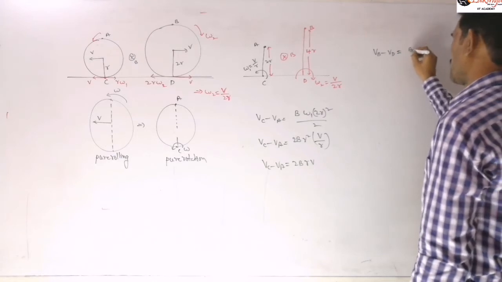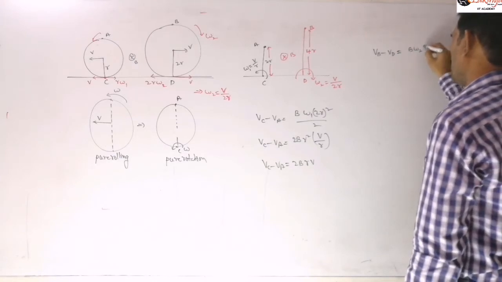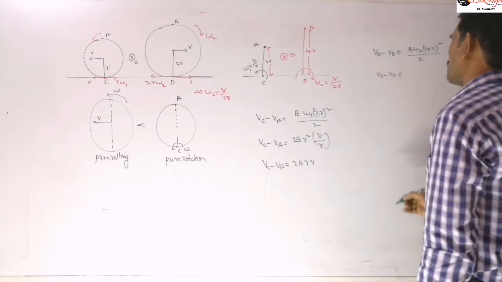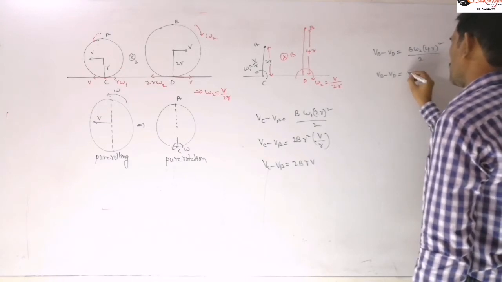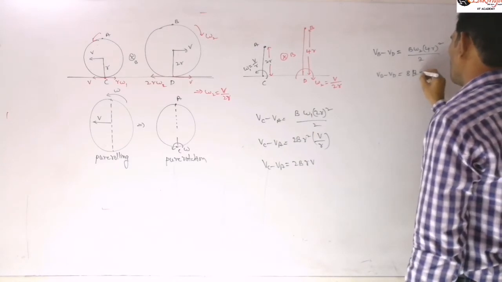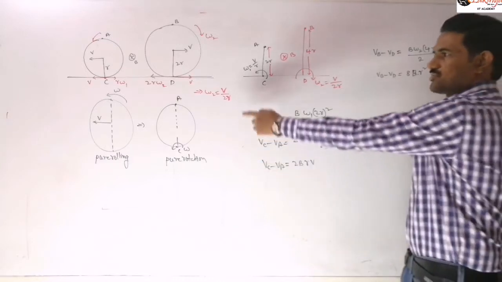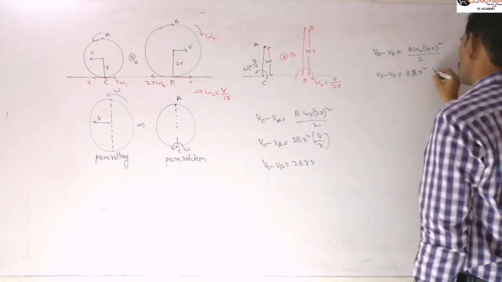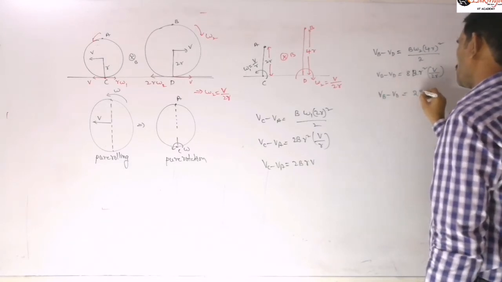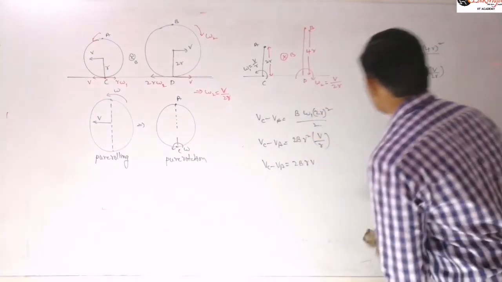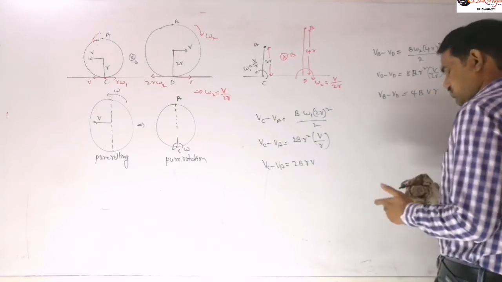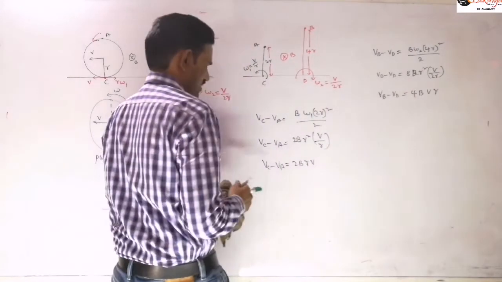So this value I can write as B into omega 2 into length 4R, (4R) square by 2. So Vb minus Vd is equal to 16 by 2, which means 8BR square into omega 2. Omega 2 we can substitute as V by 2R. Therefore Vb minus Vd is equal to 4BRV. So those are the potential differences between those respective points.